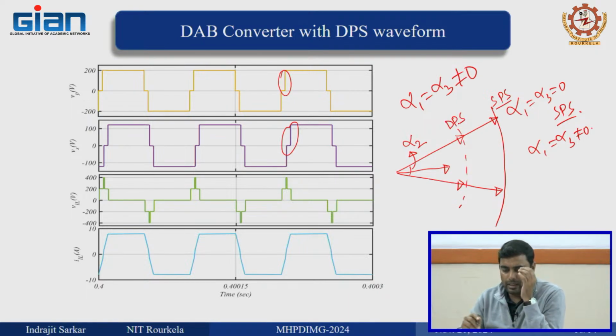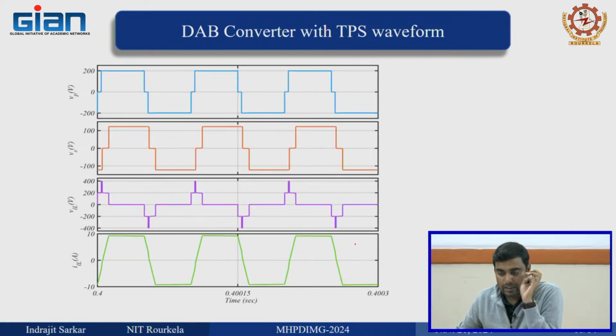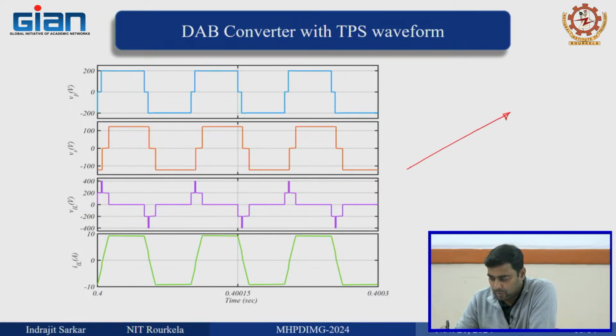Okay. So, here we introduce internal phase shift to both the bridges and it is the same. This is the inductor current, this is DPS, and another waveform is TPS. This is TPS. So, in TPS the degrees of freedom are much more. Previously in SPS we had two phasors like this.